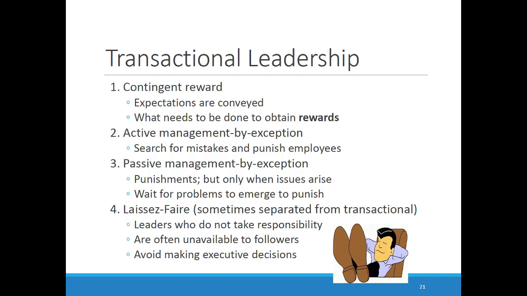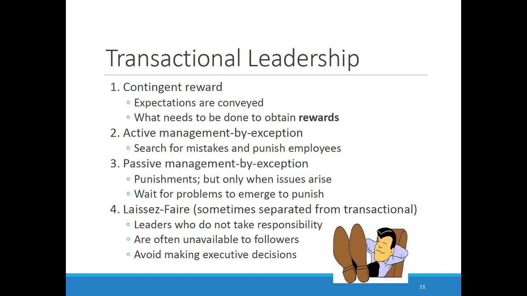So the first type or subtype of transactional leadership is called contingent reward. This is when a leader conveys their expectations to the employee, and they also convey what needs to be done to obtain valued rewards within the organization. Active management by exception is the type of transactional leadership where managers search out employee mistakes and punish employees for those mistakes. I think that will become a little bit clearer once I explain passive management by exception.